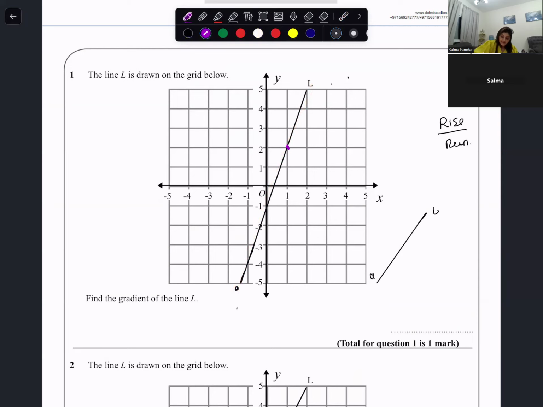How do I find the gradient? Rise over run. Now, can I move this side? No, I need to run first. So run. Take a point where it's easier. So I'm taking it over here.